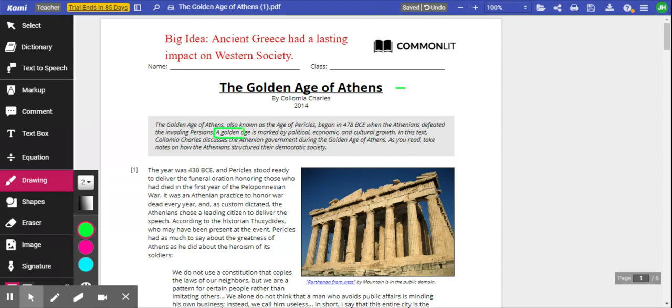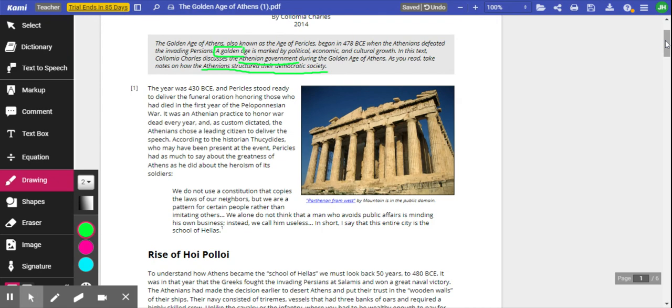In this text, the author discusses the Athenian government during the Golden Age of Athens. So it looks like our focus is going to be on the Athenian government. It's always good to mark the topic. As you read, take notes on how the Athenians structured their democratic society. So, like I've said in the past, you always want to know your purpose for reading, and here the article gives it to us. It's saying this is the important angle that you should be looking for, how the Athenians structured their society.